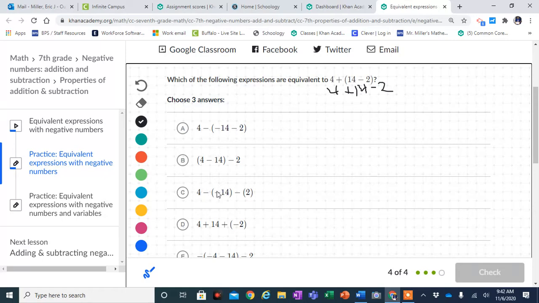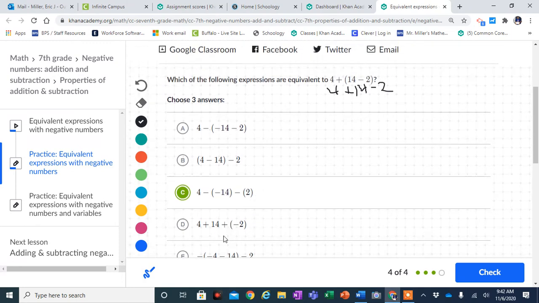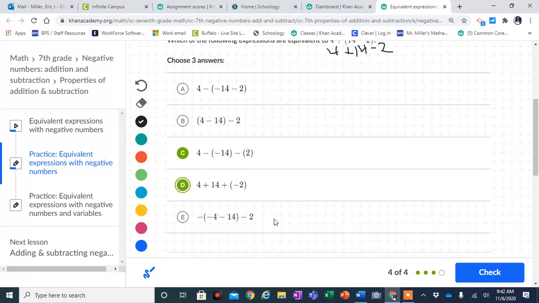So for this one, the minus and negative would become a positive. So this would be 4 plus 14, then minus 2. So one answer is C. 4 plus 14 plus a negative 2. Adding a negative 2 is the same thing as subtracting 2. So the answer then would be D.